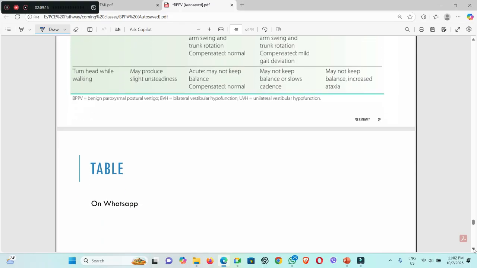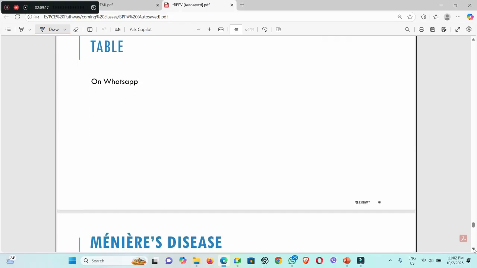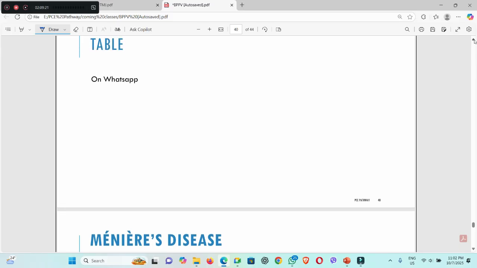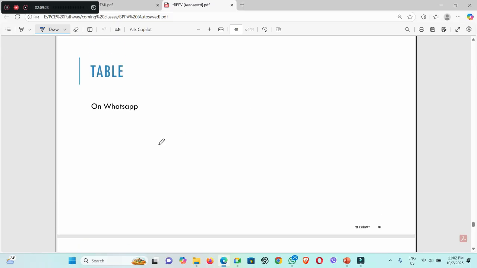Guys, are you with me? Okay. Now you must have received one table on WhatsApp. Have you? Yes. Okay. So this table is very important. Now you can see BPPV, UVL, BVL, and this is central lesion.